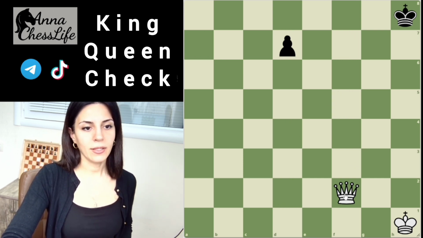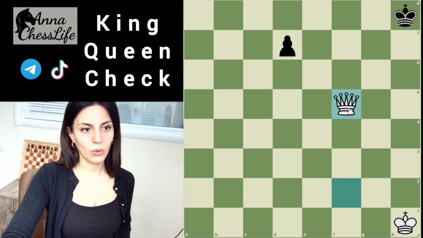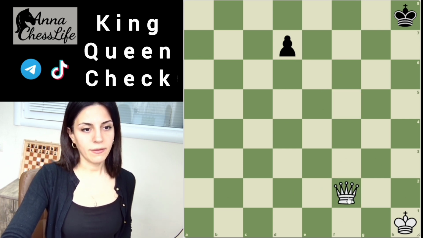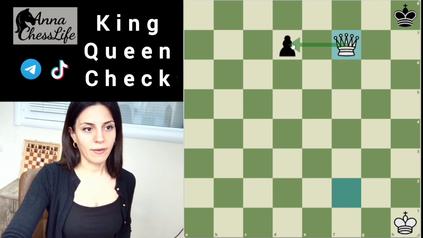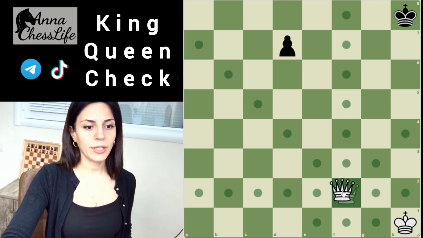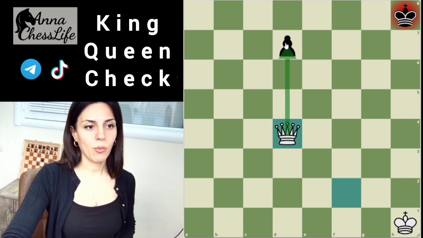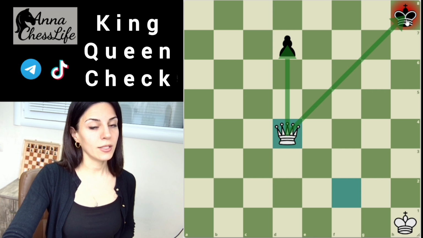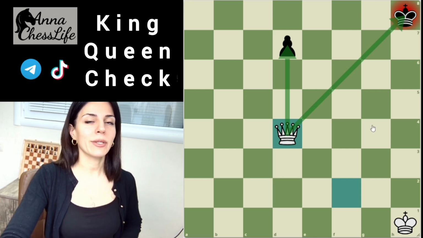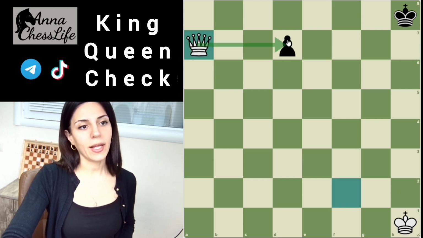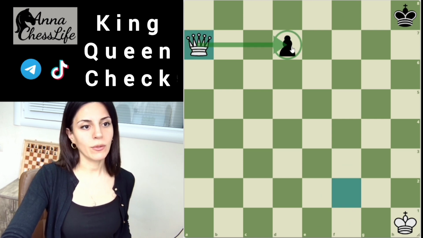For example, if this queen goes to f5, it will attack the pawn. Or if this queen goes to f7, again it will attack. From d2, from here, again the queen attacks the opponent's pawn. From d4, attacking the opponent's pawn, and also it's check to the opponent's king. But about this a little bit later. And one more square, from a7, it can attack the opponent's pawn too.